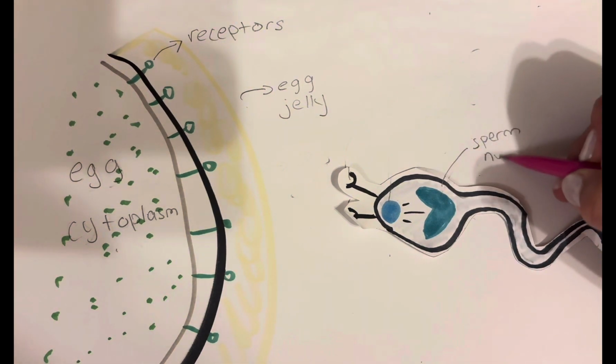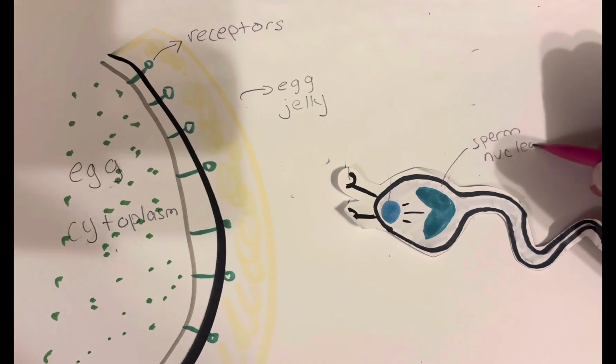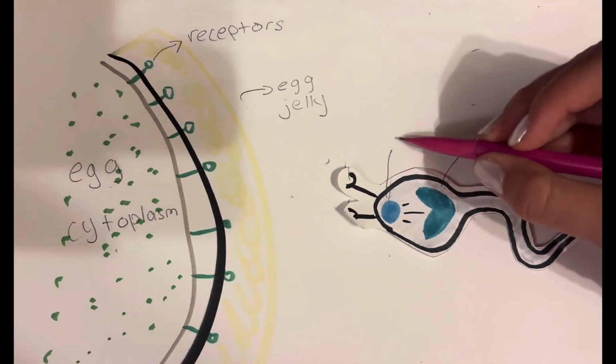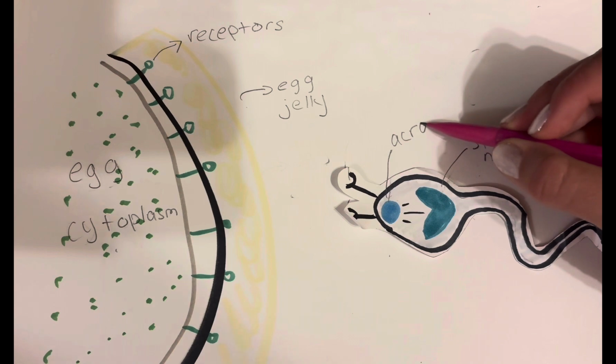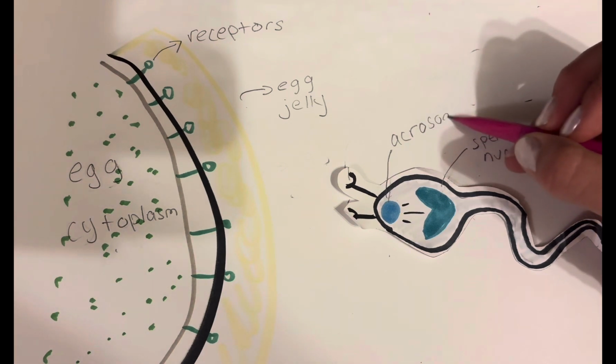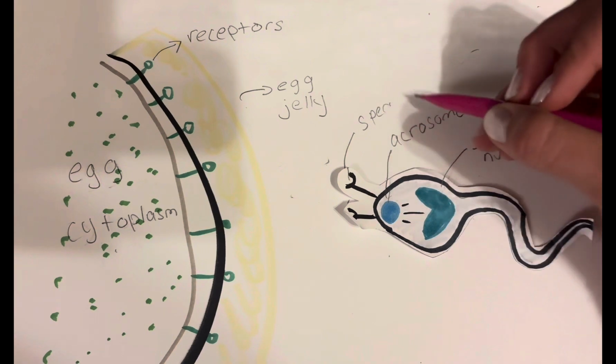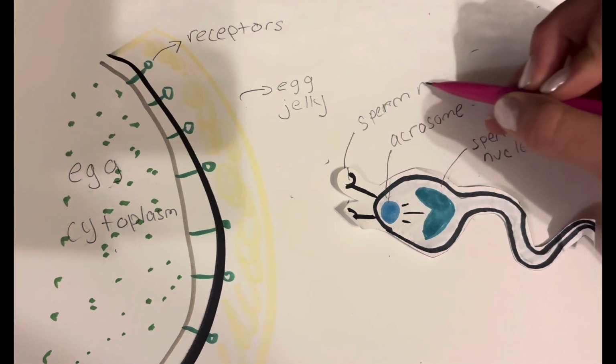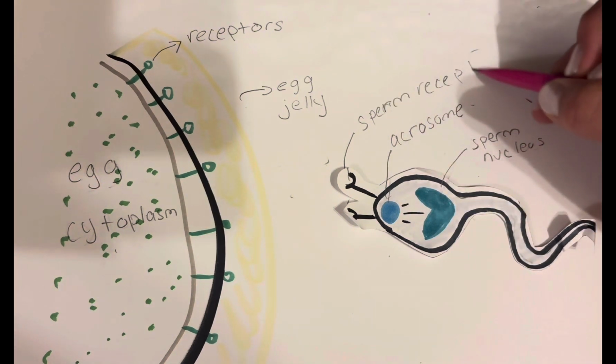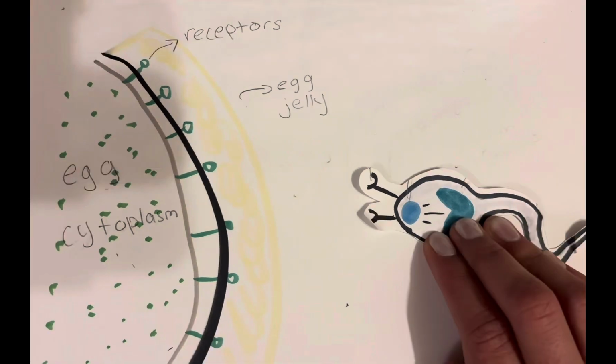Some important parts of the sperm are its tail, which propels the sperm to the egg and helps it burrow through the egg coat, the nucleus, which contains the genetic material, and the acrosome, which is a unique membranous organelle that has many hydrolytic enzymes and is essential to the next step we will talk about. And then also the sperm receptors, which help bind to the protein receptors on the egg.